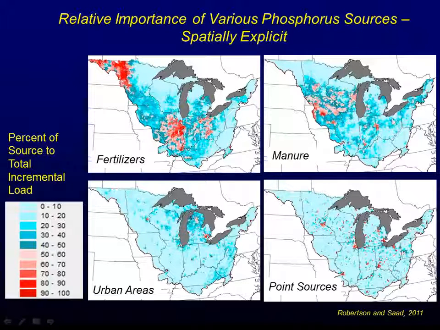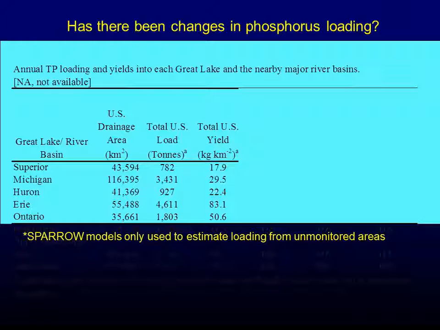So if we look at this, we can see where fertilizer is most important, like through Illinois, way up in North Dakota. Manure sort of coming through the middle, where it's the most important. Point sources, not too surprising, are around each of the urban areas. Obviously, that's where the point sources are coming in. So by doing this, we can not only describe where the loads are coming in, but now we can describe what the factors are that are driving it.